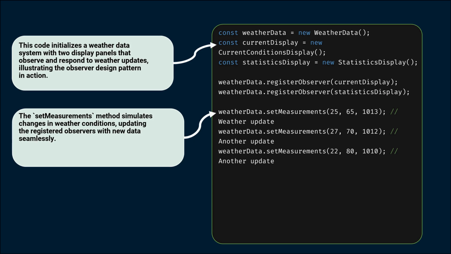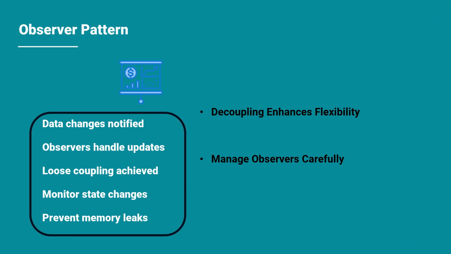Now let's simulate some weather updates using the setMeasurements method on the weather data object. By passing in different temperature, humidity, and pressure values, we trigger notifications to all registered observers. As a result, the current conditions display will update and display the latest temperature and humidity, while the statistics display will compute and present the average temperature based on the updates it receives, demonstrating the dynamic capabilities of the observer pattern effectively.